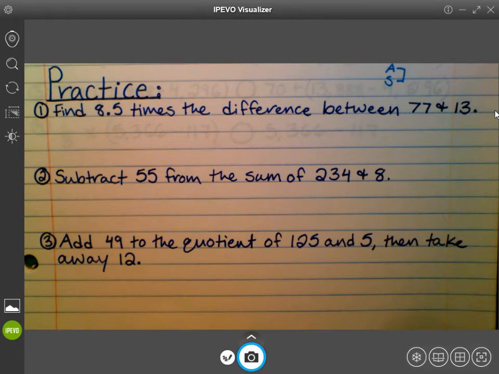If you're done and you want a challenge, you can try writing out your own sentence to translate into numbers and operations.